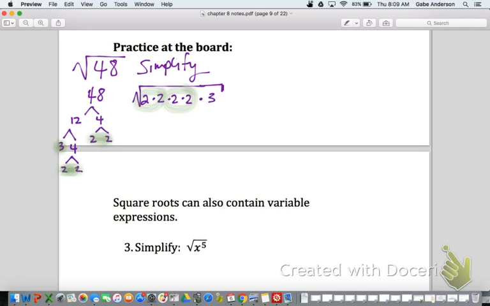Okay, so I've got 2 2's. That means those 2 2's get to come out, but they come out as only 1 2 because they're being square rooted. This pair of 2's gets to come out as well, but they only get to come out as 1 2 because they're being square rooted. So this would be 2 times 2 times the square root of 3. Of course, you could rewrite that if you wanted to as 4 times the square root of 3. Okay, there is another way to do these, but that is a good way, at least, for us to do those. Okay, so let's go ahead and head up to the board and see how you guys are doing with those.